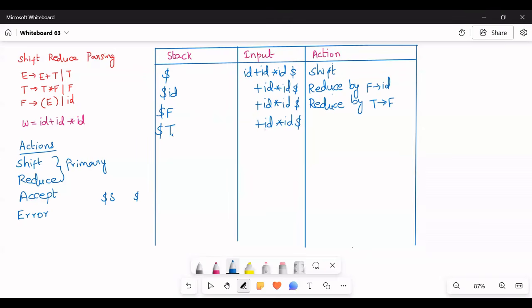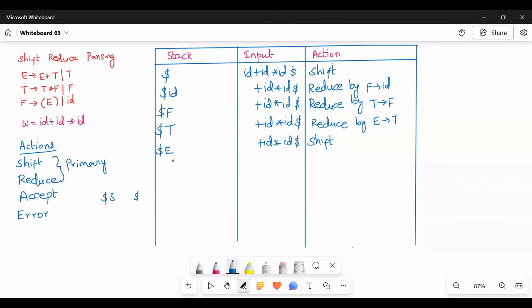Next, again we have to check whether T is a handle. Yes. Since E tends to T is a production, we can write reduce by E tends to T. So E. Here no change. Then E alone is not a handle, so we need to do the shift action next.